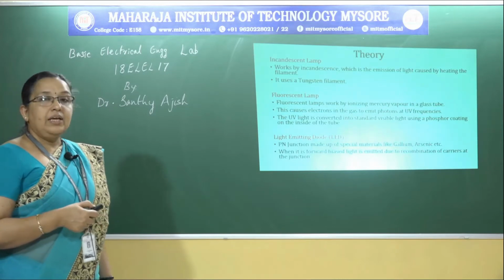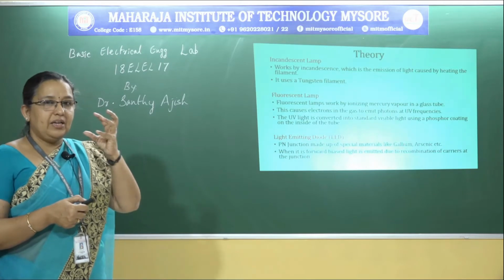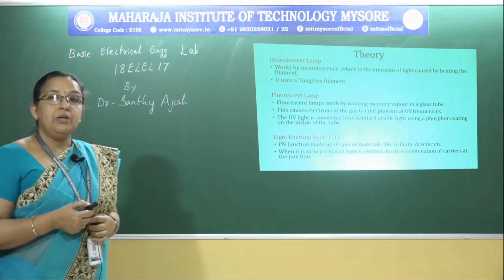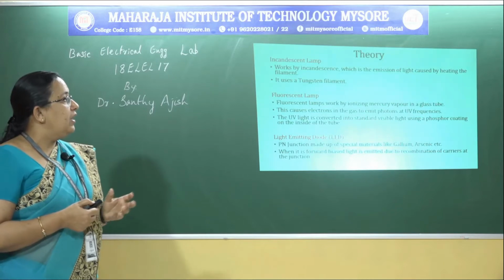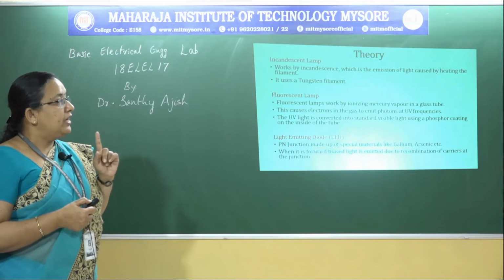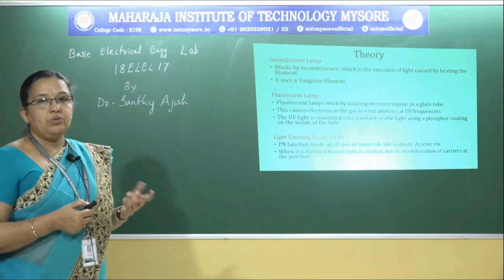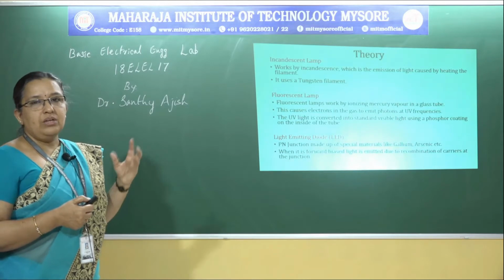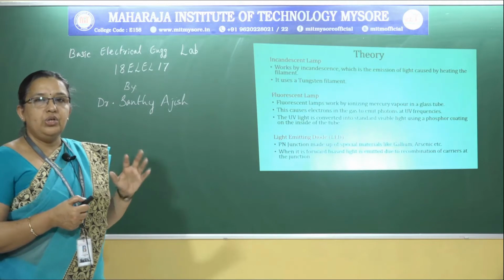So the incandescent lamp, how it works: you know that there is a filament inside the glass covering, and the filament is made up of tungsten. So this lamp works by incandescence. So now what is incandescence? It is the emission of light when the filament is heated up. So when the tungsten filament is heated up, it produces light. So that we call incandescence, and we convert electrical energy into light energy.